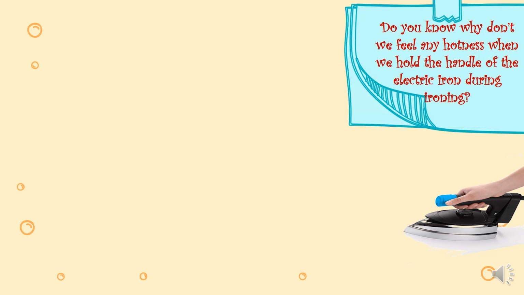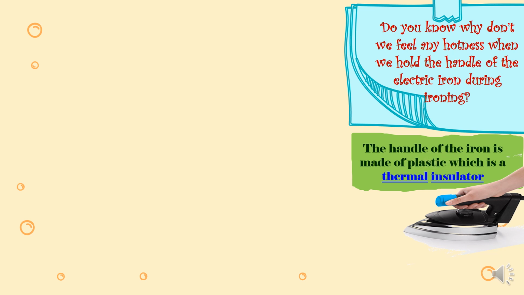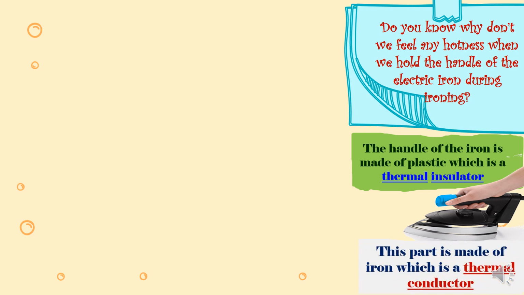Do you know why we don't feel any hotness when we hold the handle of the electric iron during ironing? Actually, the handle of the iron is made of plastic, which is considered as a thermal insulator, while the base of the iron is made of iron, which is considered as a thermal conductor.